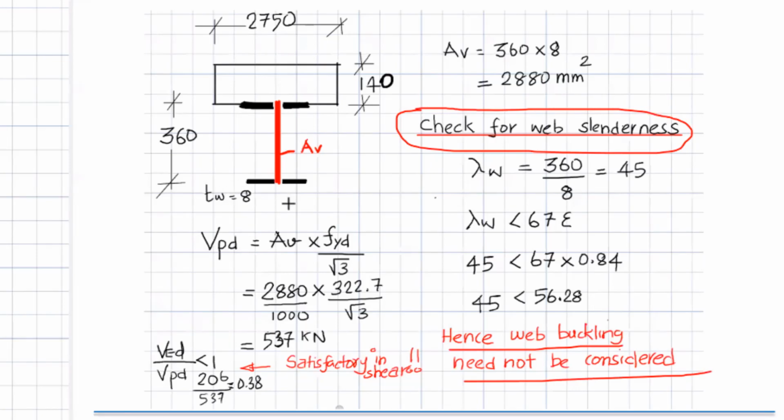Then it's going to be a plastic shear. So I find the shear area and I find the state capacity, and I find my utility ratio is 0.38. Great. So there is a possibility for me to reduce my web area because my utility ratio is 0.38.